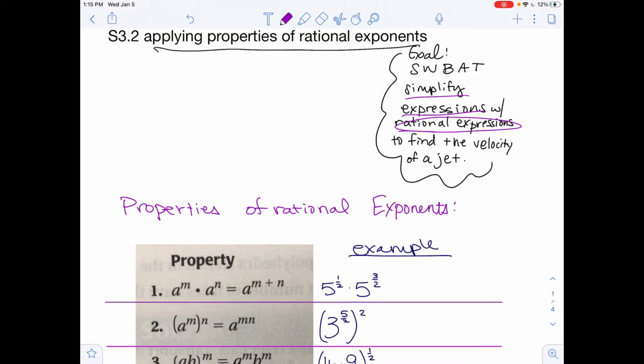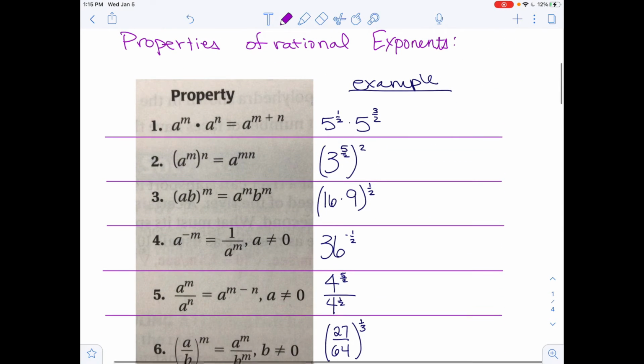So today, we're going to be simplifying expressions with rational exponents to find the velocity of a jet. So let's remind ourselves about some properties of rational exponents.